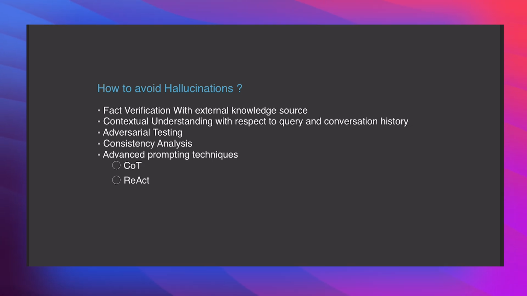Another is providing the right context, which is very important for an LLM. The way you provide the context or the conversation history really helps the model understand the question you are asking. Using advanced prompting techniques like chain of thought and ReAct, which we saw, also helps LLMs eliminate hallucinations in their output. And finally, conducting extensive adversarial testing before releasing the model for public use is always very helpful to avoid such hallucinations.